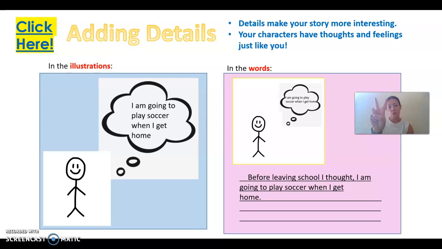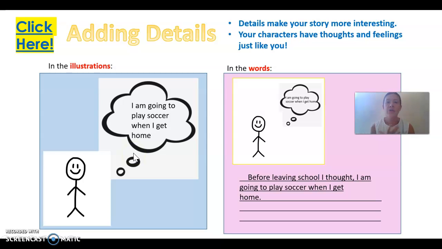We can do that two ways: in the illustrations and in the words. Right here, this is how you can show how your character is thinking through your illustrations or pictures. I have a character here, and I used my thought bubble. You remember, when we see a thought bubble, we know that someone is thinking something. So I showed that this character is thinking that he's going to play soccer when he gets home. It says, I am going to play soccer when I get home.